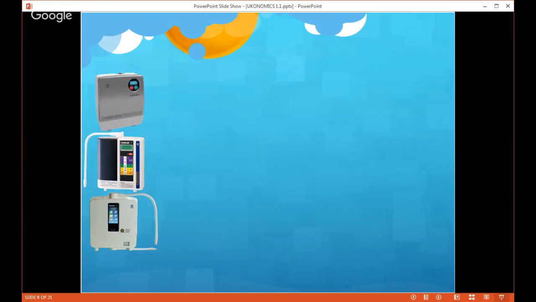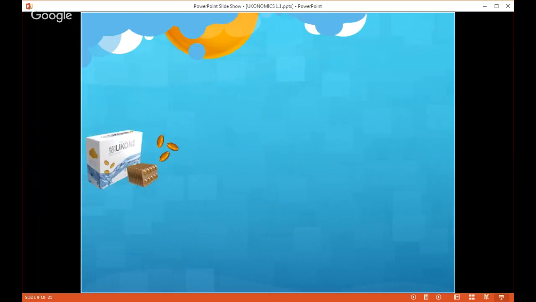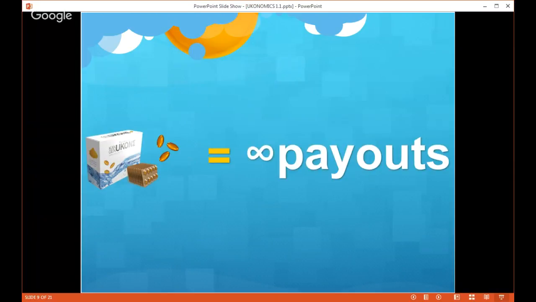This is the water, which is a very nice system to have. If you don't have one, you're eventually going to want one. But the water pays out one-time payments. Every time you make a sale of the water machine, you get paid one time. The Ukon turmeric, I like it because it pays infinite payouts. You get in one investor and you'll get paid over and over and over again.